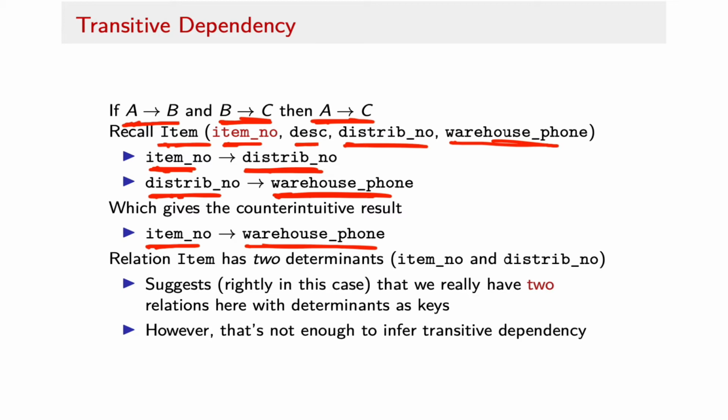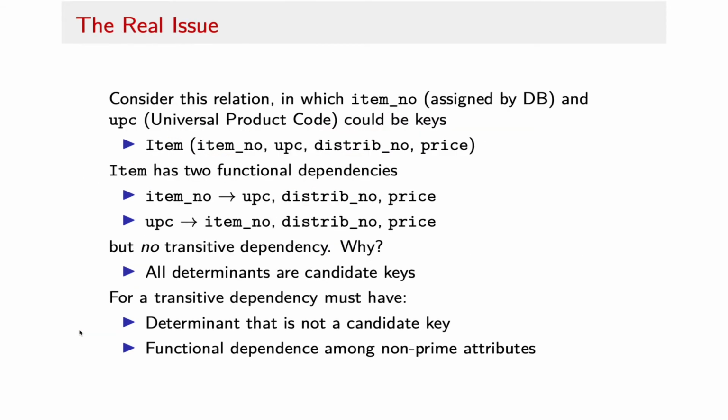So the suggestion here, that we've got these two functional dependencies, is that we really have two relations going on inside of this top-level item relation. And that's true in this case. But I want to go a little bit deeper into this. The fact that it appears we have multiple relations with these determinants as the keys isn't really enough to infer that we have a transitive dependency present. So let's take a look at what the real issue is here.